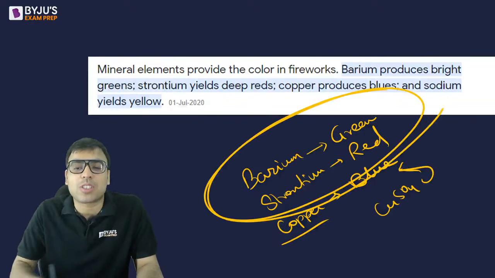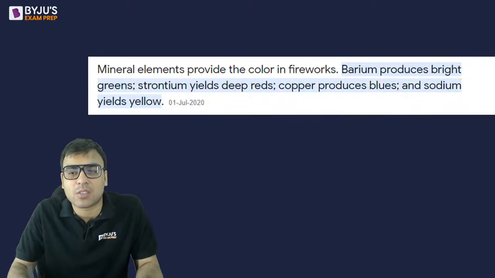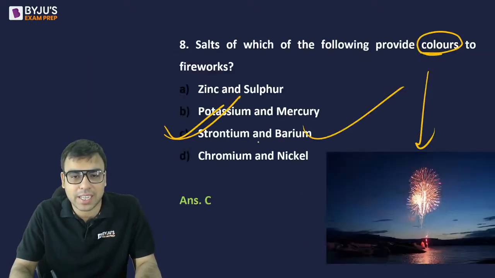These two are quite famous, green and red, barium and strontium. Although it is harmful also, that's a different matter. Sodium causes yellow and all. So the right answer is C.